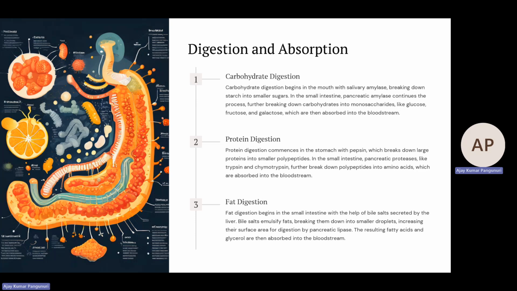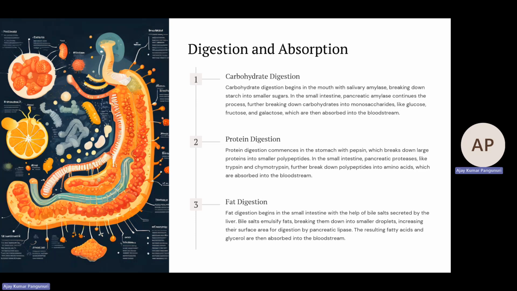Protein digestion. Protein digestion commences in the stomach with pepsin, which breaks down the large proteins into smaller polypeptides. In the small intestine, pancreatic proteases like trypsin and chymotrypsin further break down polypeptides into amino acids, which are absorbed in the bloodstream.